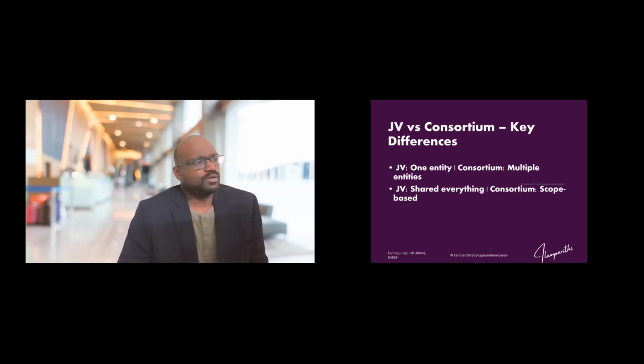JV versus consortium, what are the key differences? A JV is one entity, a consortium is multiple entities. A JV has shared risk, profit, everything. But a consortium has a scope-based venture.